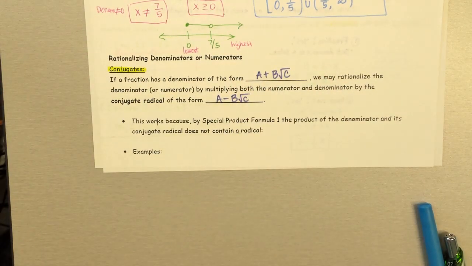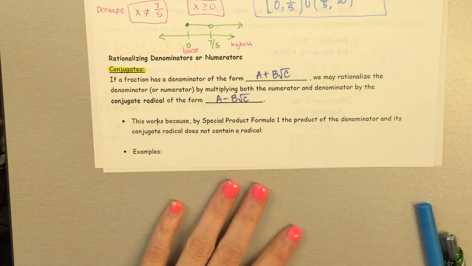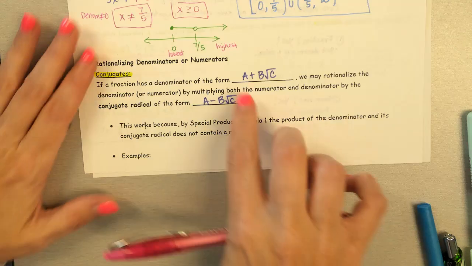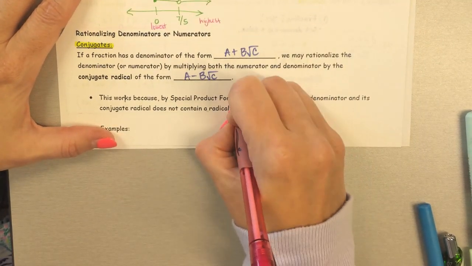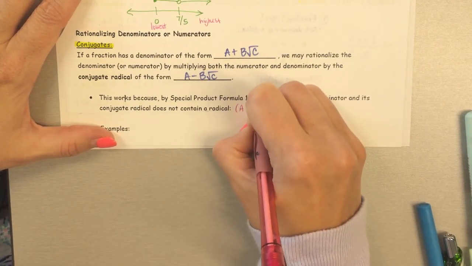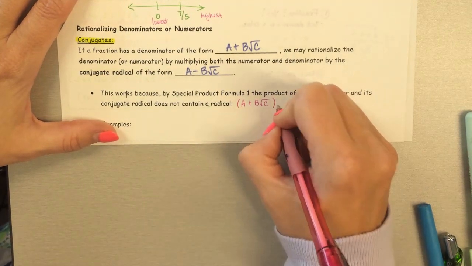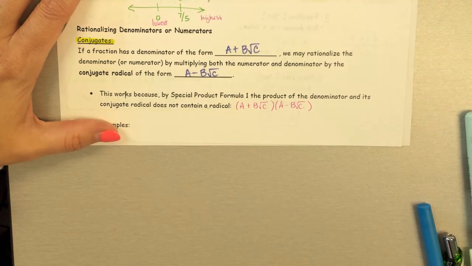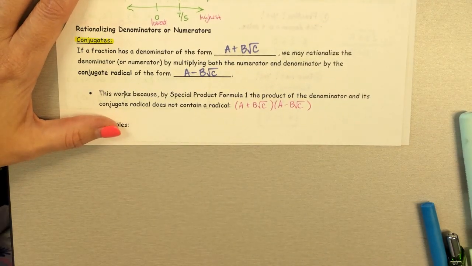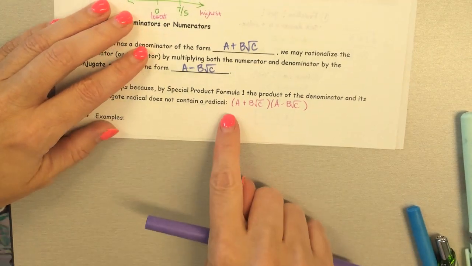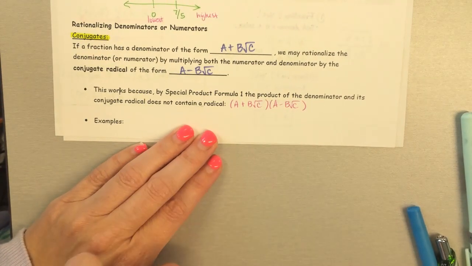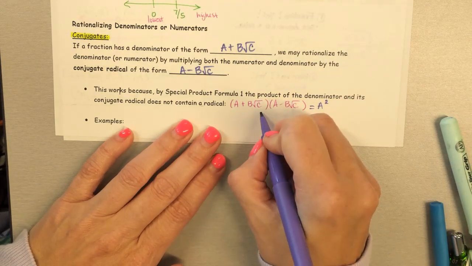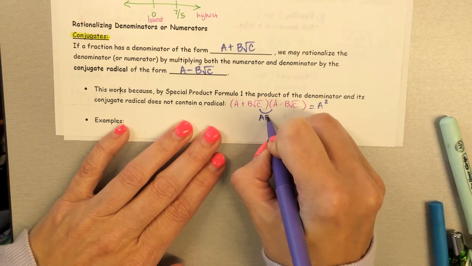Okay, the reason why this works is if you use this special product formula, and I took this right from your book, where you FOIL a plus b root c times a minus b root c, let's see what happens here. So if you were to FOIL, a times a is going to be a squared. And then in the middle here, you'll get ab root c.